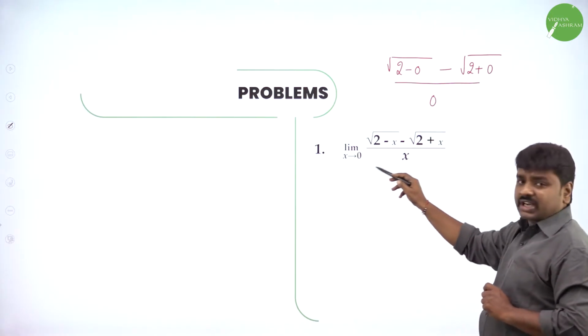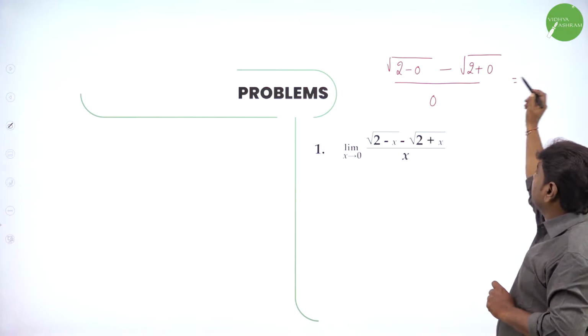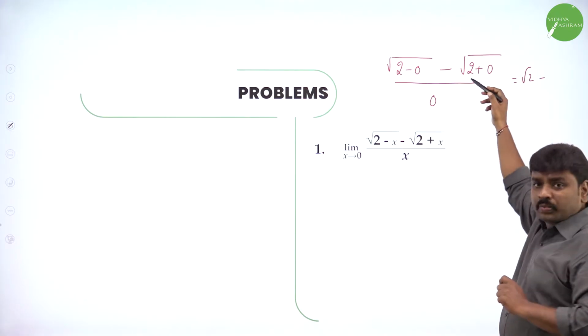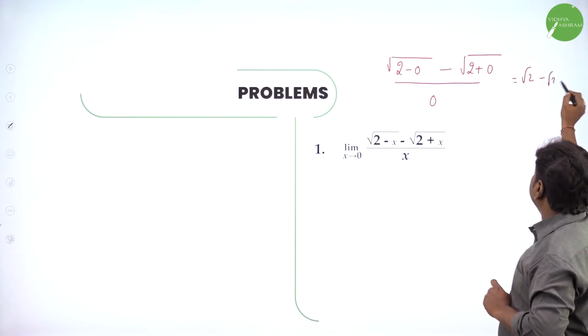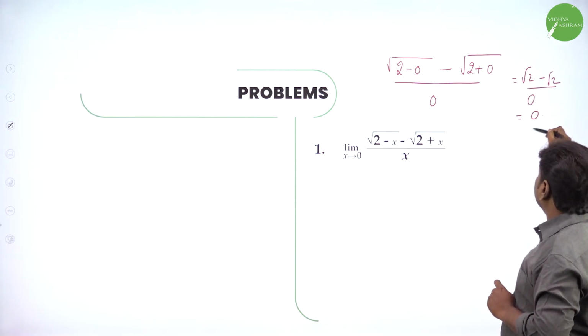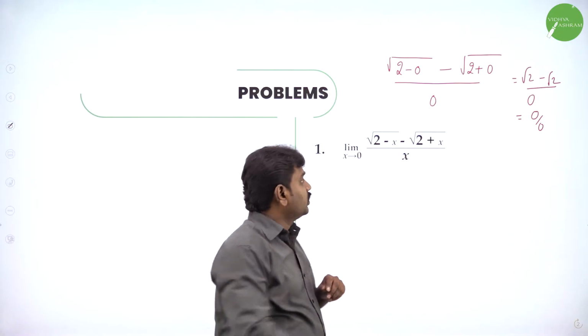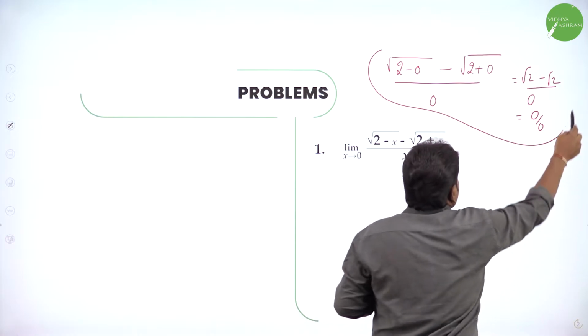Now in the place of x, I am substituting 0. All of you know 2 minus 0 is 0. So it will become root 2 minus 2 plus 0 is 0. So root 2 by 0, it will be 0 by 0. Directly if you apply limit, it will become 0 by 0. So therefore, you cannot apply this. So this is not possible.